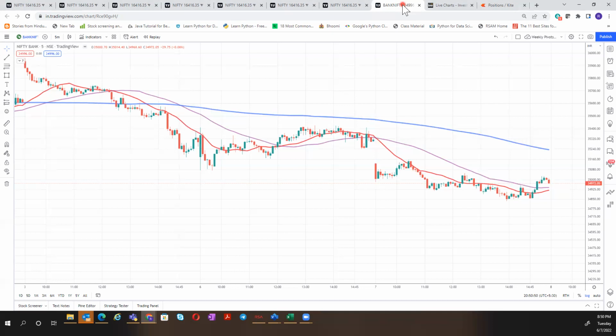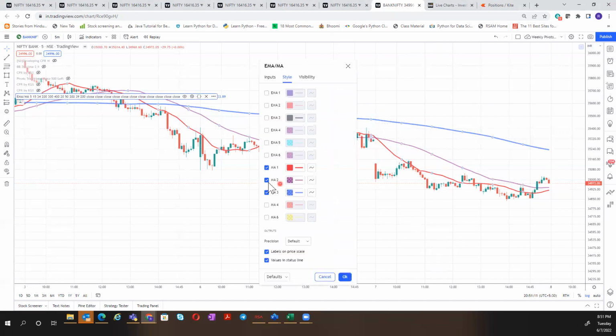What do we mean by the 200 period moving average? Why does it have so much significance? We are not talking about 100. We are not talking about 300 or 150. We are talking about 200. The blue line is the 200 period simple moving average. The reason I'm telling you this is, please be a little patient.